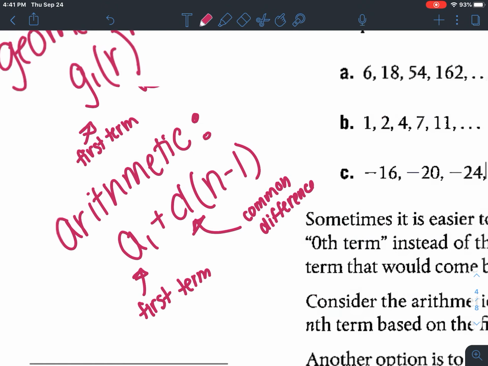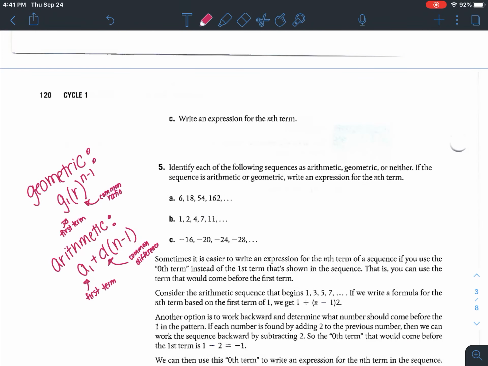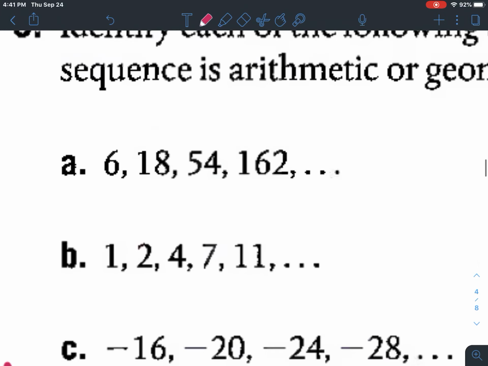It is the number that you add each time to get to the next term. Okay, so using those two rules that I so kindly gave you, identify each of the following sequences as arithmetic, geometric, or neither. If the sequence is arithmetic or geometric, write an expression for the nth term. So 6, 18, 54, 162.